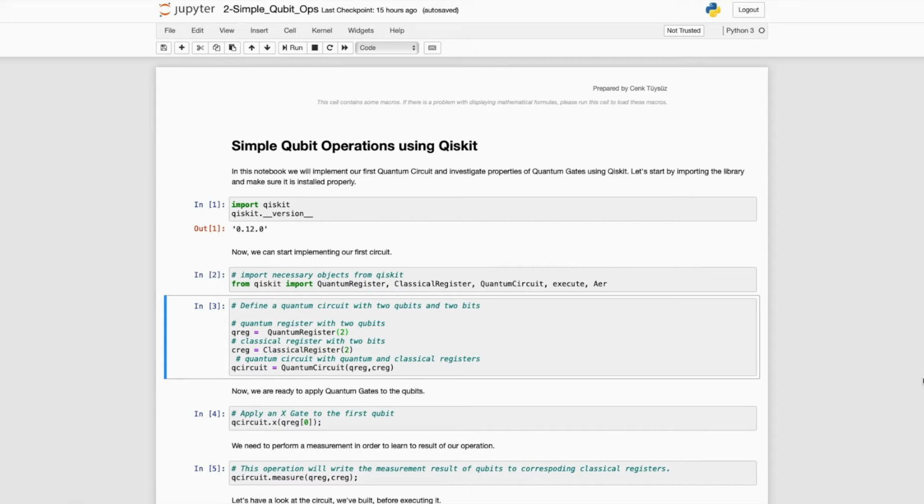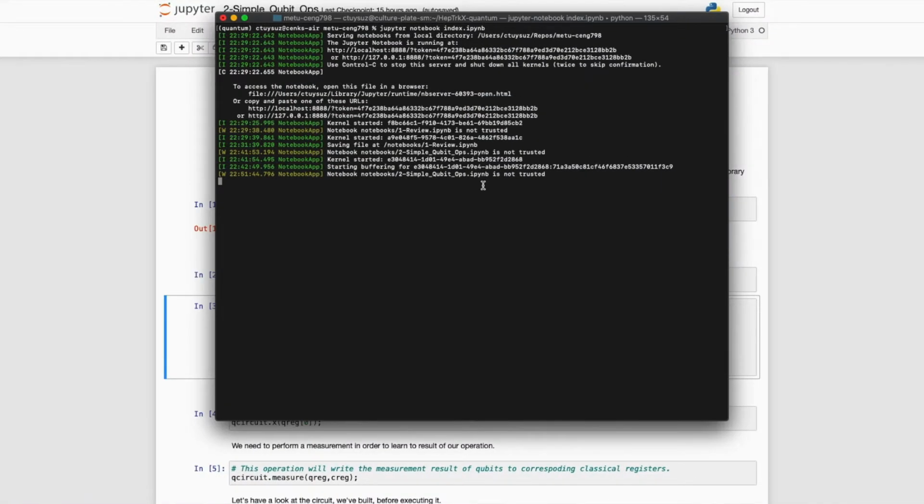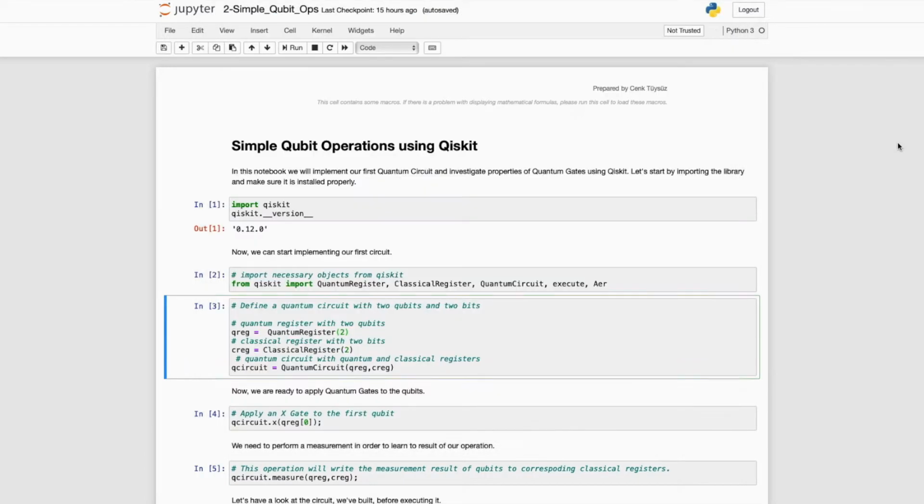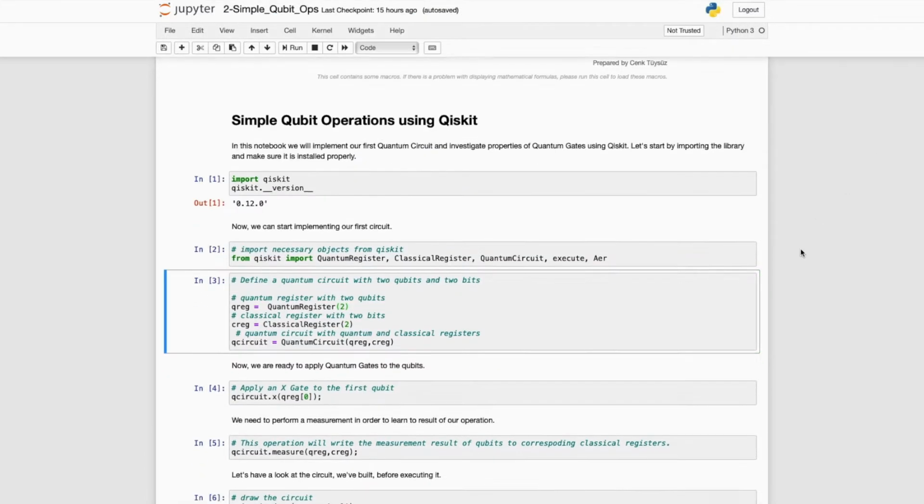Let's start the notebook called Simple Qubit Operation using Qiskit. To use this notebook, you will need to have Qiskit installed. If you don't have it installed, you can go to your terminal and type pip install qiskit, and it will download and install it to your computer.